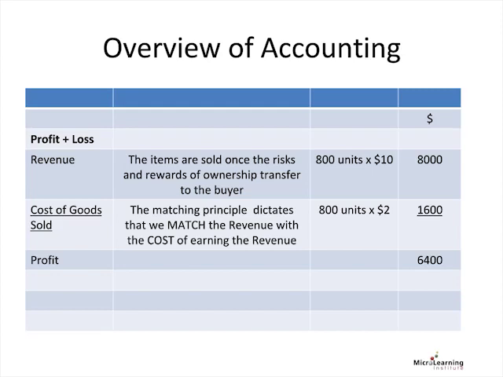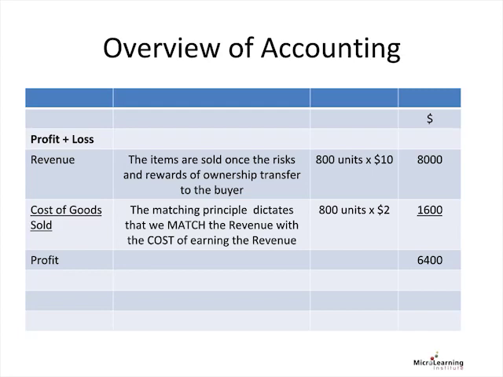Now, since we match the cost of only 800 of the 1,000 units purchased, we must also account for the remaining 200 units that are left at the end of the accounting period. These 200 units are remaining in closing stock of the shop at the end of the accounting period. Therefore, these 200 items are assets of the business at the end of the accounting period.